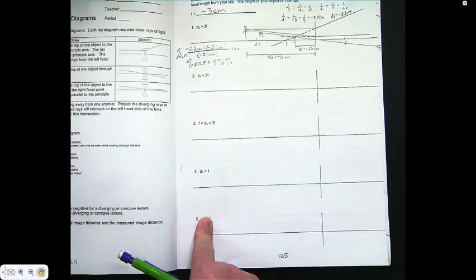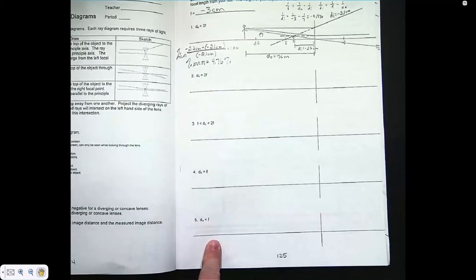The other ray diagrams on page 125 that you will be doing for homework for Monday are done the exact same way. You're just going to place your objects in the specified location, and your images will end up in slightly different locations.